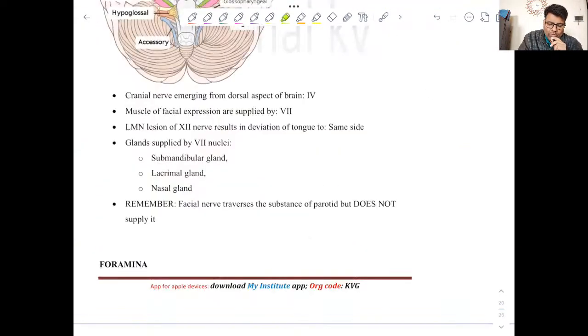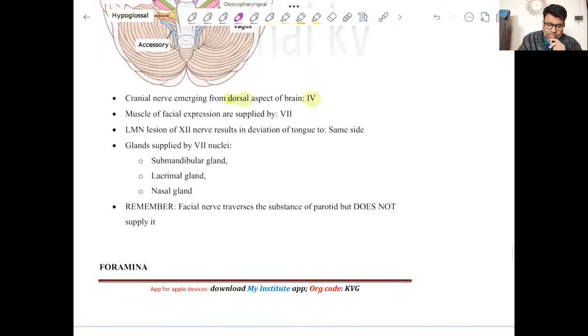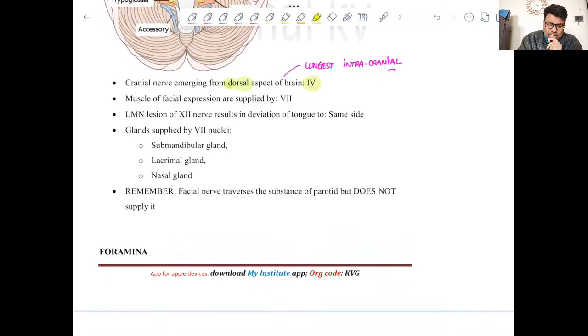Now there is only one nerve which emerges from the posterior or dorsal aspect of the brain stem, and therefore it has to travel a little longer, and therefore it has the longest intracranial course because it is coming from behind. Apart from that, all other nerves emerge from the anterior aspect. Facial expression muscles are supplied by facial nerve.